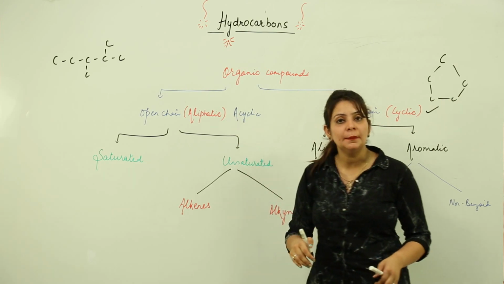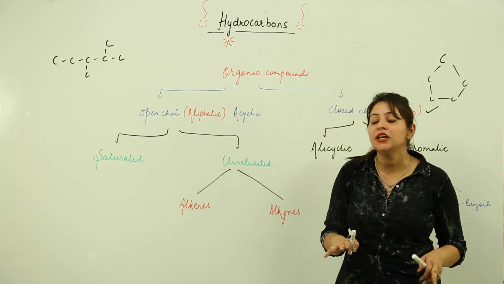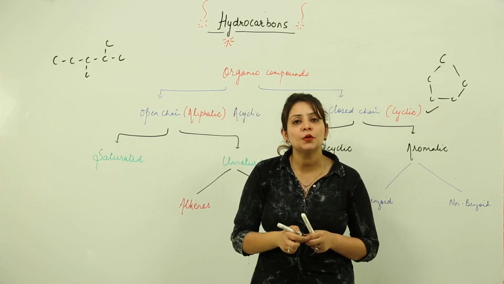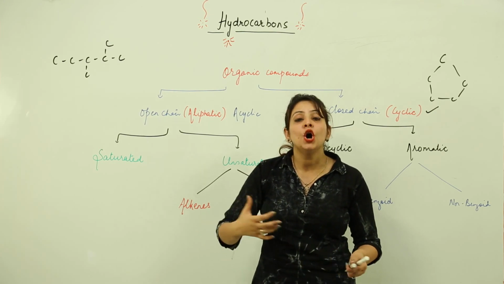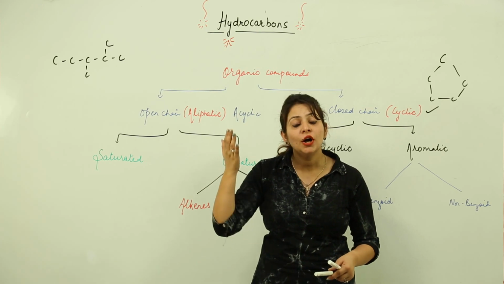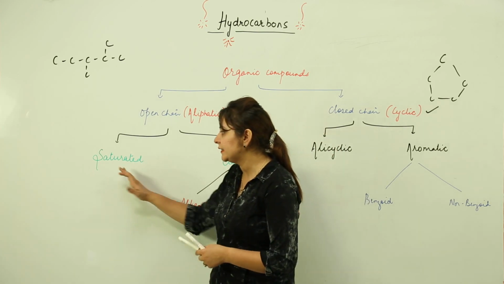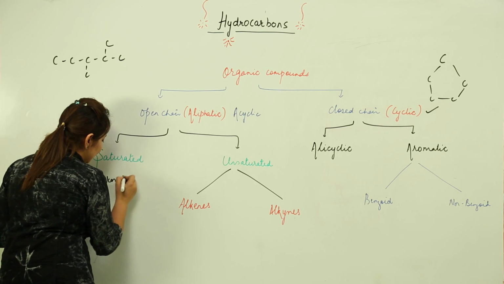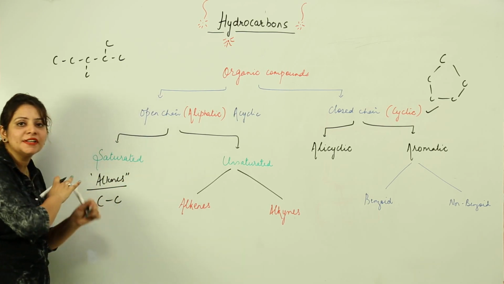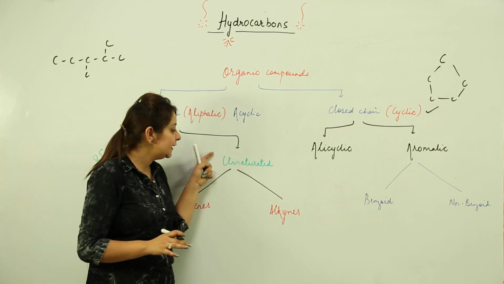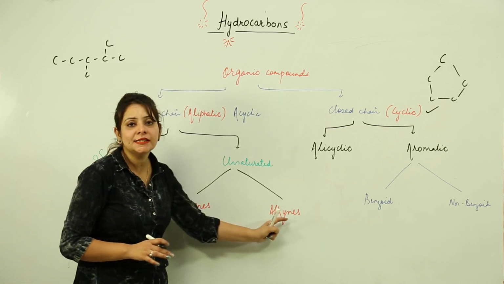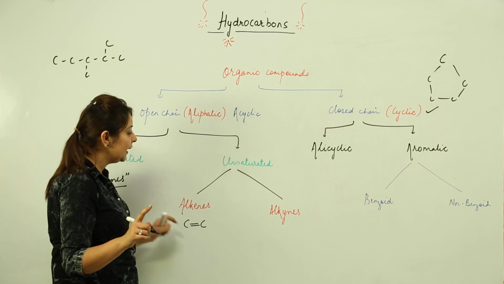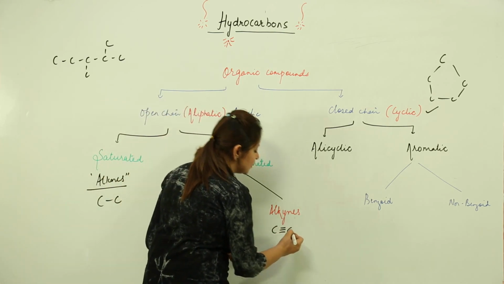Now aliphatic hydrocarbon is further divided into two categories depending upon whether the bonding between the carbons is single, double or triple. As we know, carbon has the property to form a single bond with another carbon, or a double bond, or a triple bond. On that basis we divide them into two branches, the saturated and the unsaturated. Saturated ones are called alkanes, in which there is only single bonding throughout the chain. Unsaturated ones are divided into two categories, the alkenes and alkynes, where in alkenes at least one double bond is present in a chain, and in alkynes at least one triple bond is present.